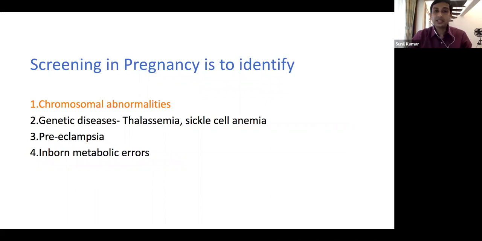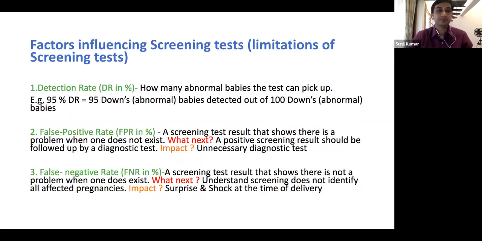Screening in pregnancy is mainly to identify chromosomal abnormalities, genetic diseases, thalassemia, sickle cell anemia, preeclampsia, and inborn metabolic errors. So in this presentation, we are going to learn about screening for chromosomal abnormalities.